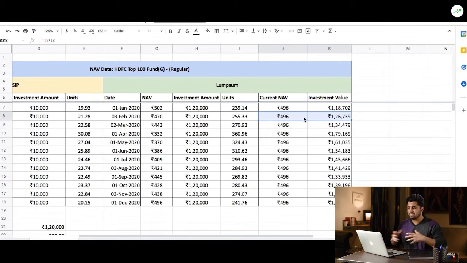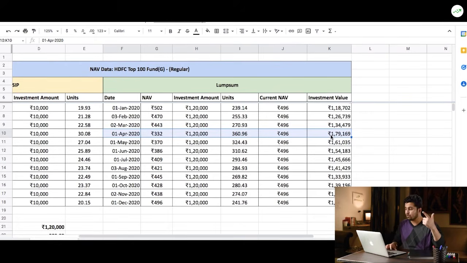And similarly, let's say, you didn't even invest on 3rd of Feb, you got some money on the 1st of April, and you invested 1,20,000 on the 1st of April. On that day, the NAV was 332 rupees. So you got 360 units. COVID time, the market has fallen. And the current NAV as of 1st December 2020 was 496. And so your investment value on 1st of December would have become 1,79,000 rupees.